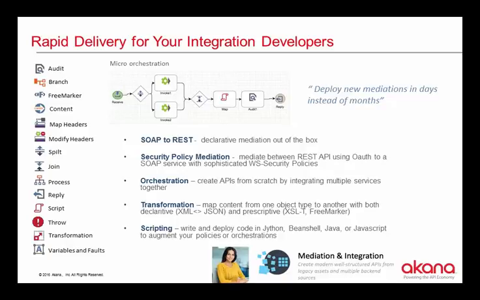So we have splits and joins. We can do transformations with FreeMarker templates. You can use XSLT if you want. We've got scripting capabilities. You can save off processes and reuse processes. You can save off scripts and reuse scripts in several different processes. So it's a very robust API orchestration, integration, and mediation capability that you're going to be seeing here in a few minutes.